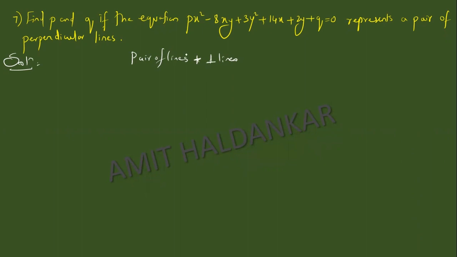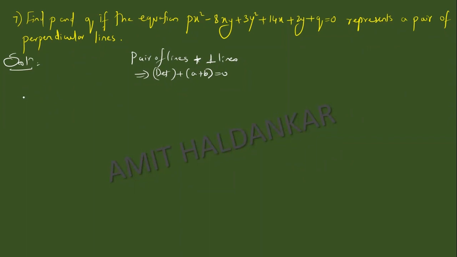So for perpendicular and pair of lines, I'll use two conditions over here. One condition is the determinant is 0, and the other condition is a plus b is equal to 0. The determinant of pair of lines will be used over here. So I'll take this question and compare it, using the determinant and a plus b. So let's see how you solve this.